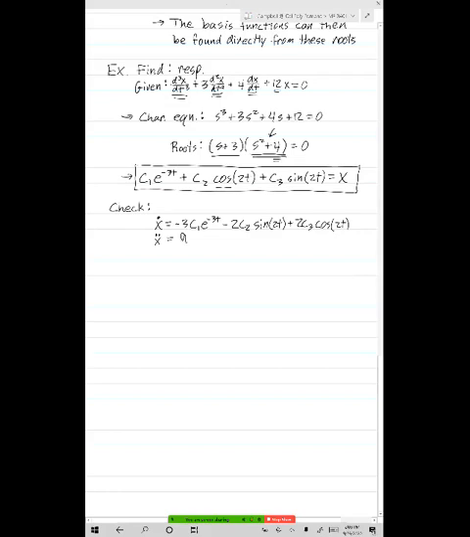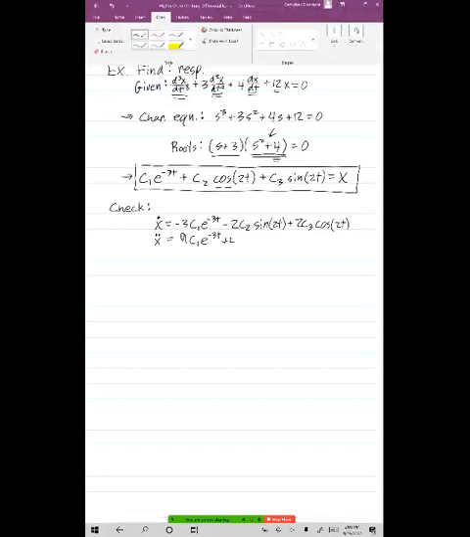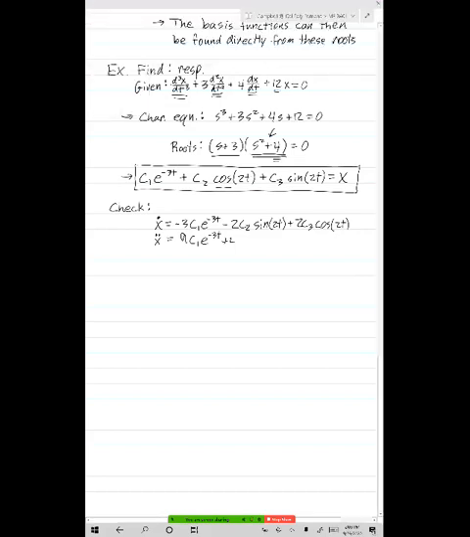So you'll see very quickly that we get a 9 C1 e to the -3t, then we get a plus, actually no, in this case, we still stay with -4. Because that sign just goes to, so -4 C2, and that sign just goes to a cosine 2t. Now this one goes negative, and we get a -4 C3 sine 2t.